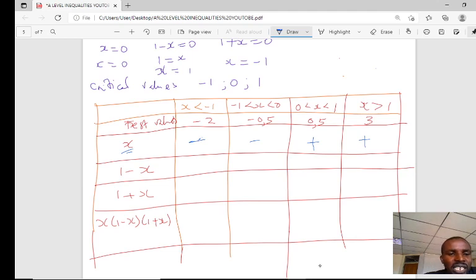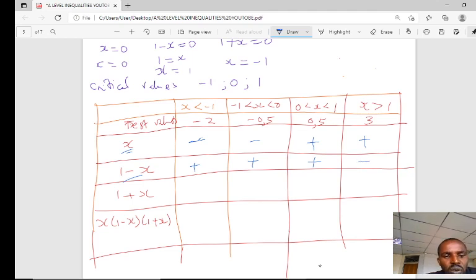Right, then this row where there's 1 minus x, if you put -2 where there's x, it will be 1 minus -2. 1 minus -2 is 1 plus 2, which is 3, positive. Then if you put -0.5, it will be 1 minus -0.5. You get a positive answer there. Then put 0.5 where there's x, it will be 1 minus 0.5. It will be 0.5, positive. Then if you put 3, 1 minus 3 is actually -2, which is negative.